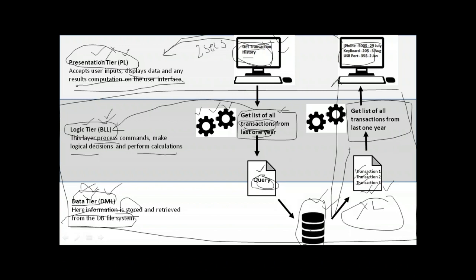Okay, so now the business logic tier will receive all those transactions, put them in a format that you can understand as an end user, and finally send it back to the presentation layer wherein you can see it. So these are the three layers, guys: presentation layer, business logic layer, and data tier or the data management layer. Are you clear with this one?